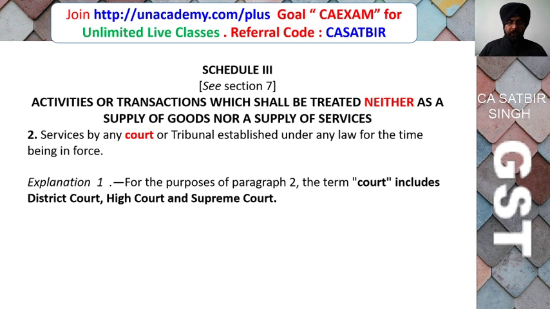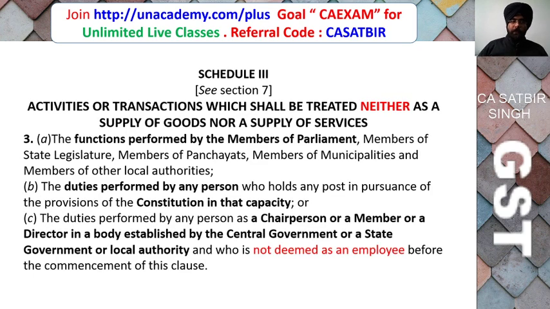The second service that is neither supply of goods nor supply of service is a service supplied by any court or tribunal established under any law for the time being in force. The term court here includes district court, high court and supreme court. So no GST has to be paid on these services. Similarly, no GST has to be paid on the functions performed by a member of parliament, member of state legislatures, member of panchayats, member of municipalities and the member of other local authorities.